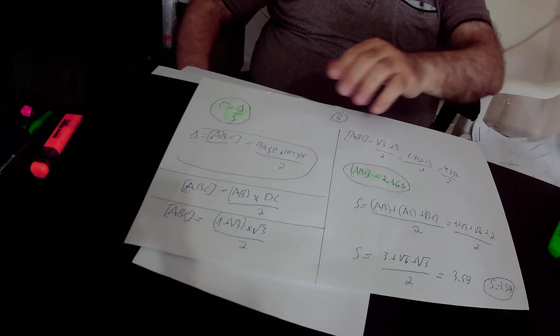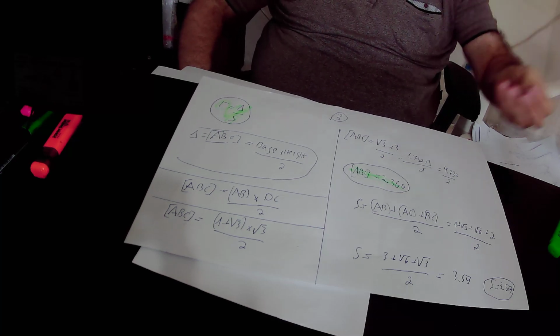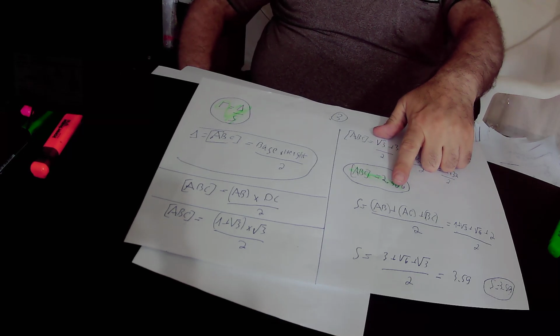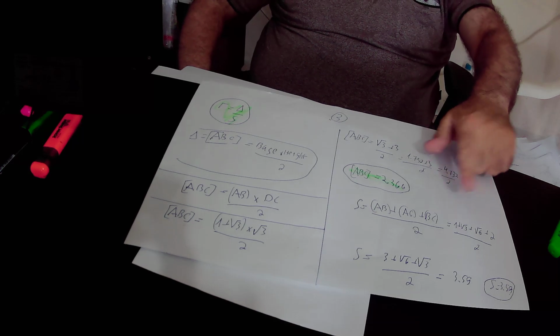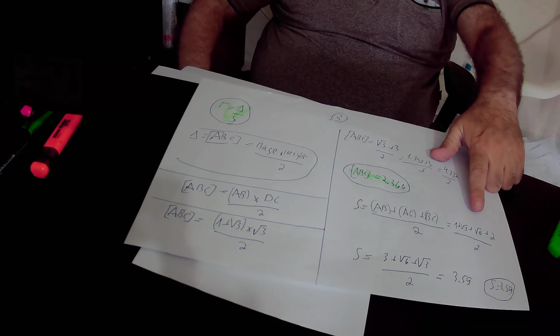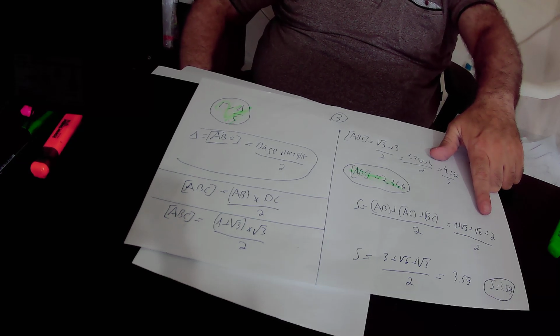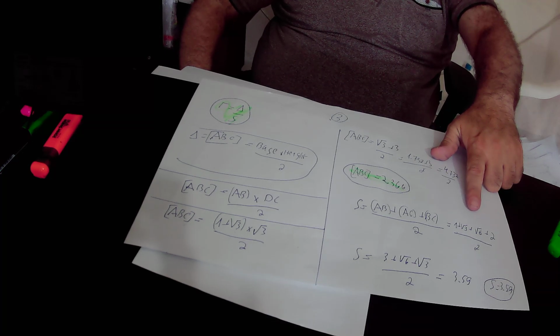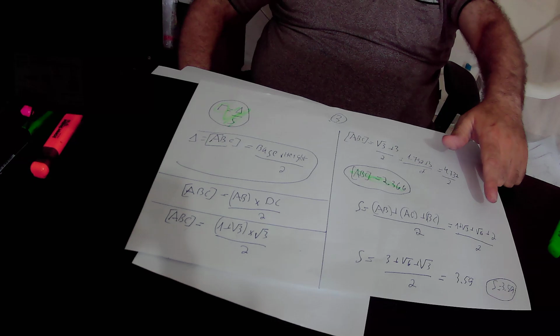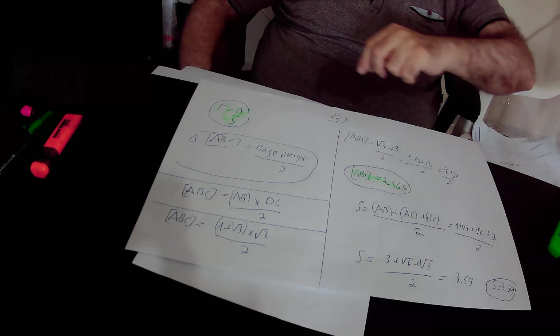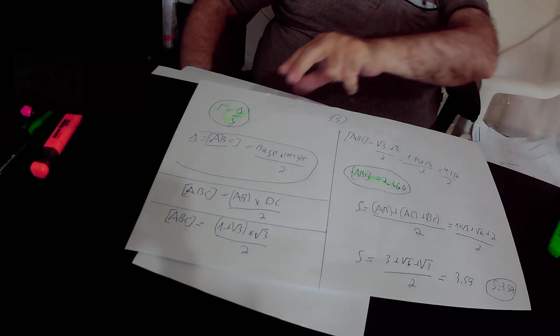Then we find the semi-perimeter of triangle ABC. The semi-perimeter equals the perimeter of triangle ABC over 2. The perimeter is AB plus AC plus BC, and if we divide it by 2, we get the semi-perimeter. AB equals 1 plus square root of 3 units, AC equals square root of 6 units, and BC equals 2 units. So if we add the three numbers together and divide by 2, we get that the semi-perimeter of triangle ABC is 3.59 units.